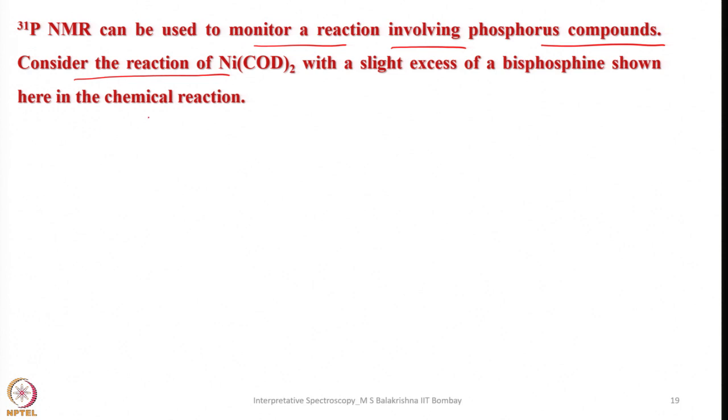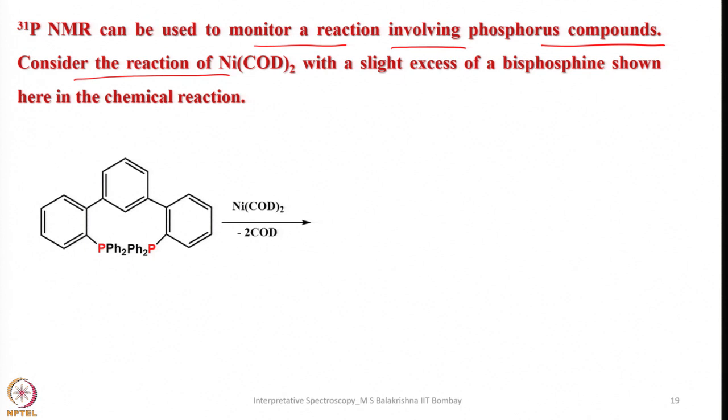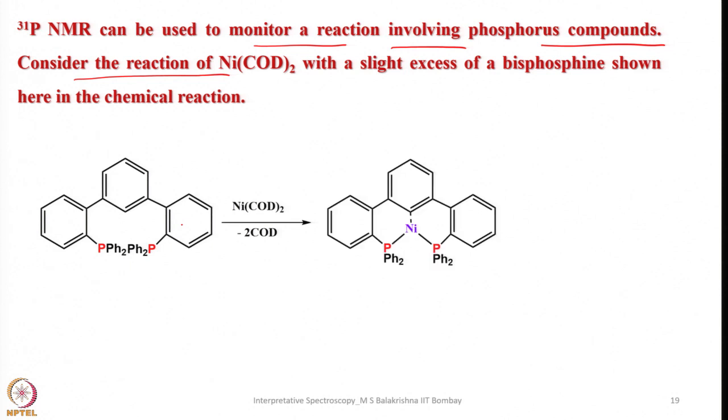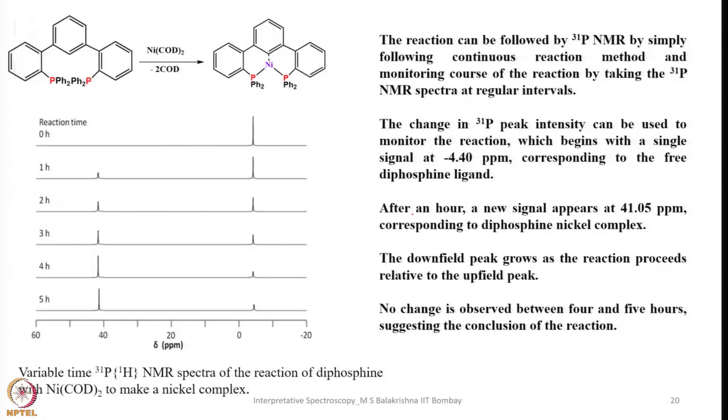So I am going to show the chemical reaction here. This is the bisphosphine we are considering, and when it is treated with Ni(COD)2, this type of nickel(0) compound is formed, with some interaction with the ortho carbon present here. So nickel is still in the zero valence state and it's a 14 electron species. And then this can be readily monitored. How to monitor? It is very simple.